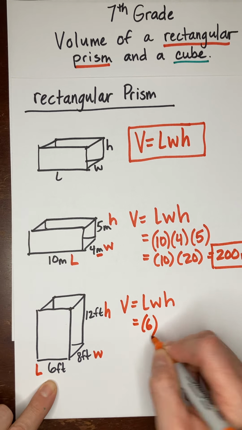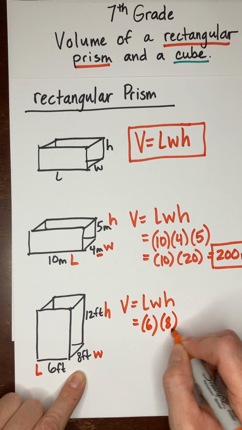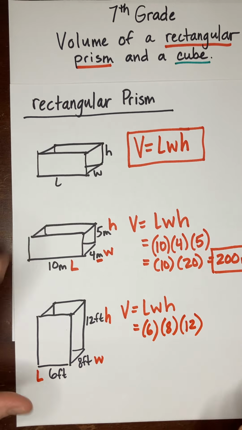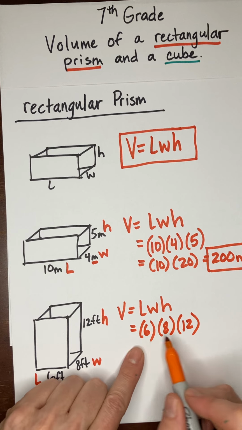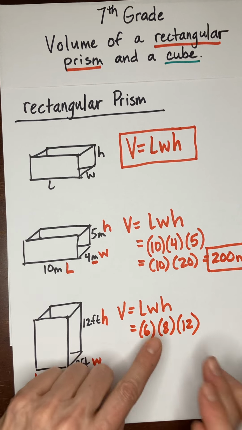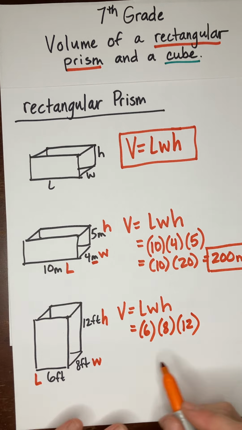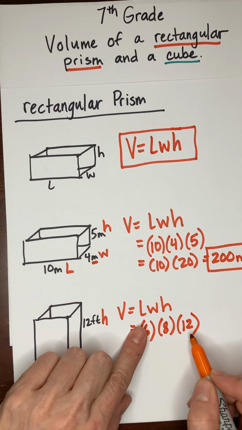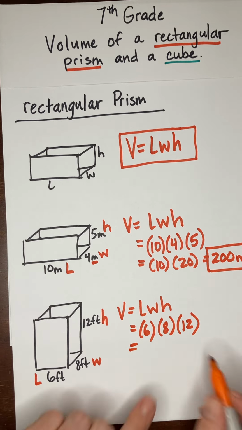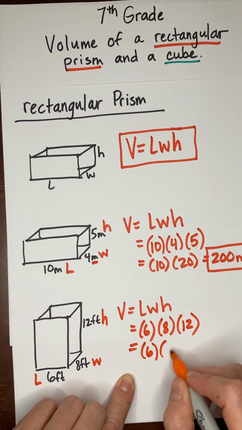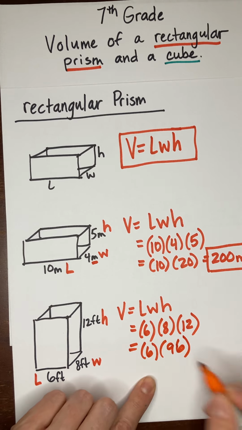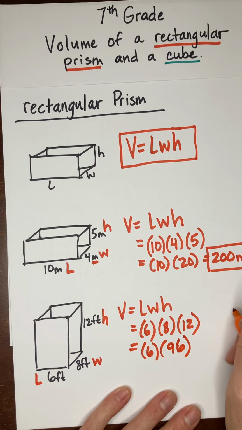I've got 6 times 8 times 12. All right, I'm not sure there's an easy way to do this, but if I do 6 times 8, 48, I'm going to end up with a double-digit multiplication problem. So I'm actually going to do 8 times 12 first, because I can do that times table. So I'm going to have 6 times 8 times 12, which is 96. Okay, and now I can do 6 times 96, and that's a slightly easier multiplication problem than 48 times 12.